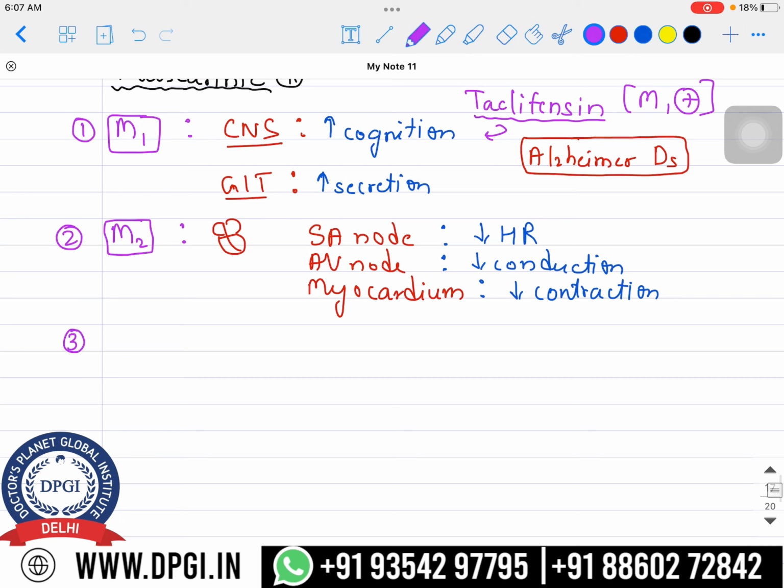With that, we're moving on to the next receptor, M3. M4, M5, we don't need to bother. Just remember the common location, that is the CNS. Nobody will bother you about M4, M5. As far as M3 is concerned, it is everywhere, guys. The CNS can be a location as well. Just remember that M1 was in the GIT, M2 was in the heart, and M3 is everywhere.